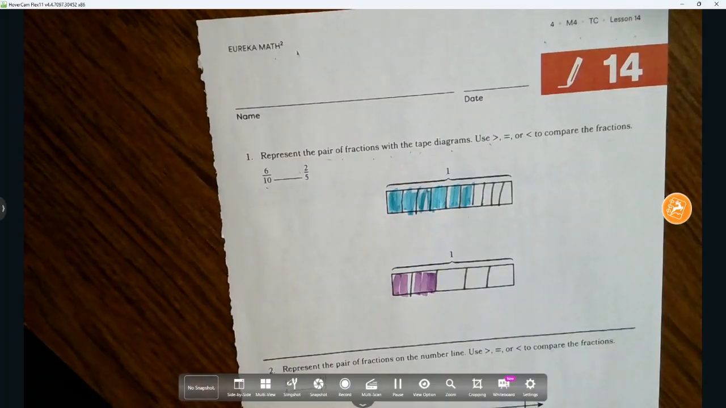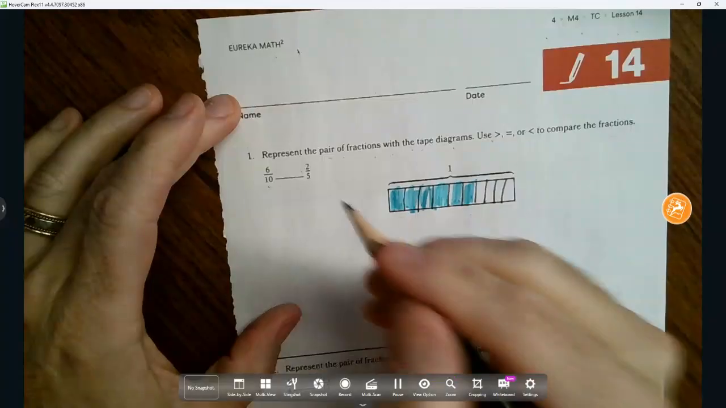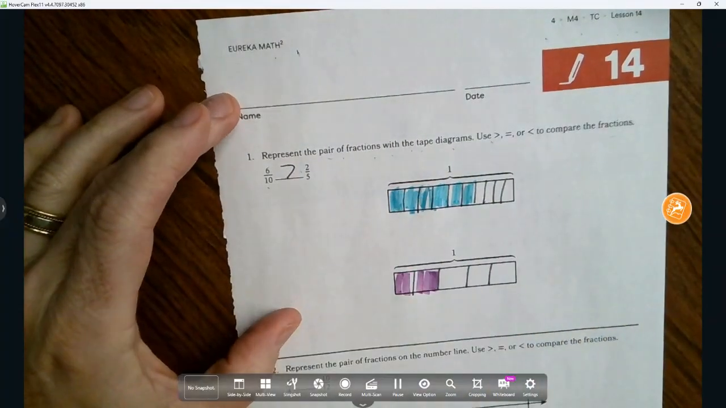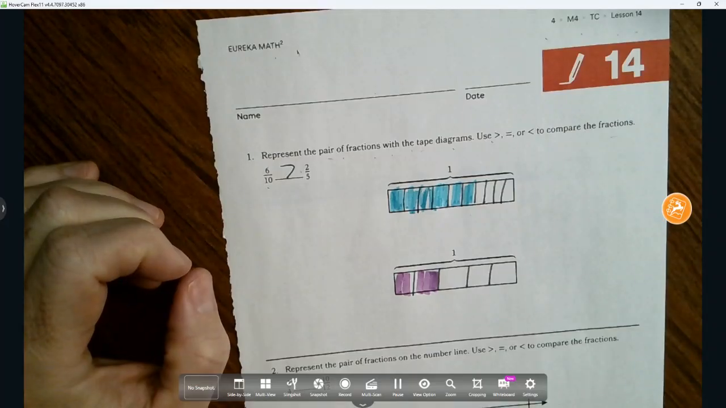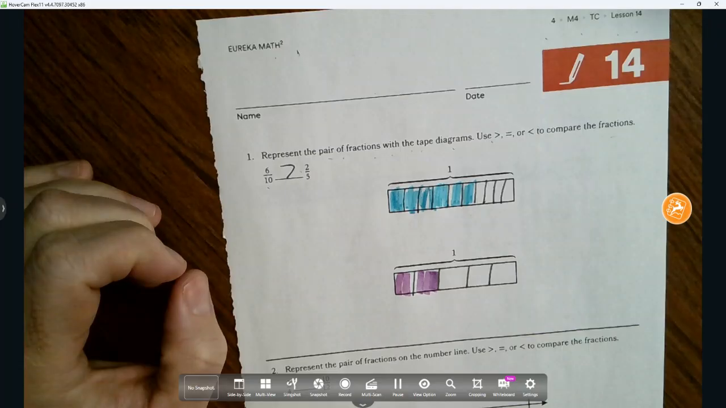Okay, so which one is greater than the other one, or are they equal? Yep, 6/10 is greater than 2/5. So make sure the mouth goes that way. If you want, though, with my class, I've been letting them, if they can show me the math, they can show me the math to make this work.